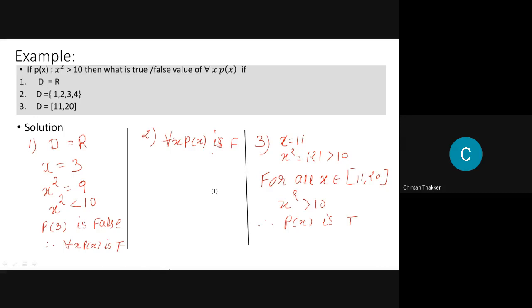So therefore, for all x, P of x is true. Okay, because there is no counter example. There is no x for which the P of x is false. So that means for all x, P of x is true.